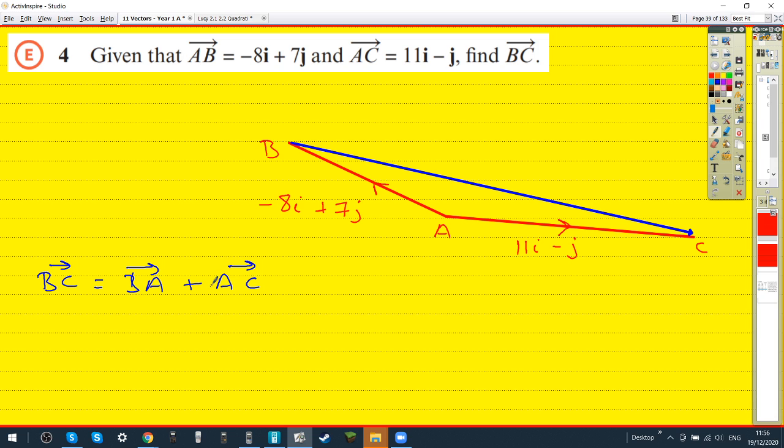Depends what you mean by that. Minus BA is just AB. It's not minus BA, it's just BA. But you're trying to travel to C, aren't you? From B to C. And the vector line's going in the direction AB, so it wouldn't be a negative, would it? Negative of the i and j stuff. Oh. So it'd be B to A and then A to C. Yeah. So it'd be minus i plus 7j.